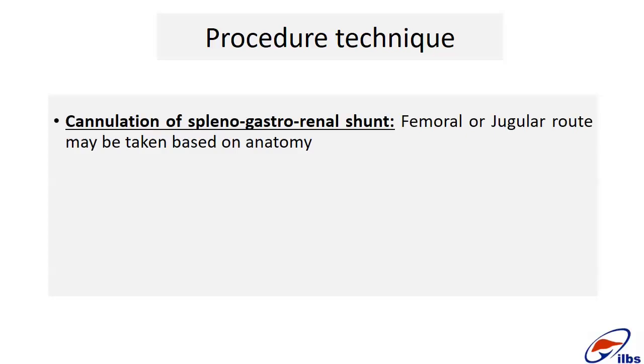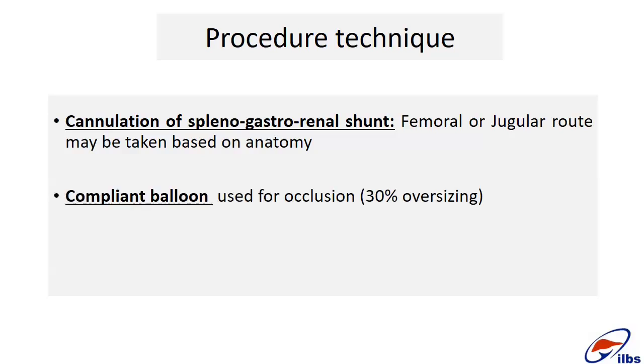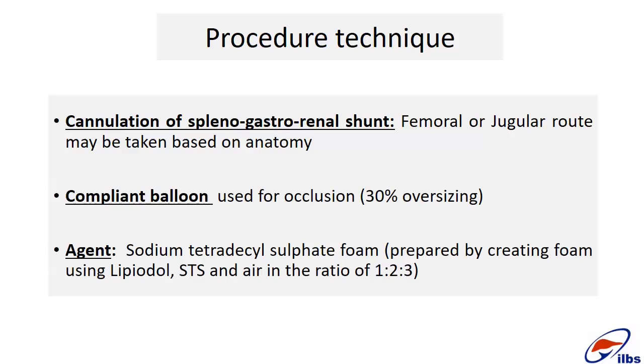So we understood that you can take a femoral or jugular route, because what was described was only the femoral route, but sometimes it is very difficult. So whenever required, you can take a femoral or jugular route based on anatomy. You should always use a compliant balloon, and you should oversize it, because in some cases we saw that after pushing some contrast, when the vein was distended, some of the sclerosant came back around the sides into the systemic side.